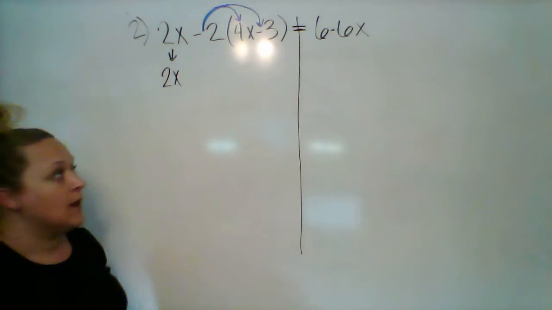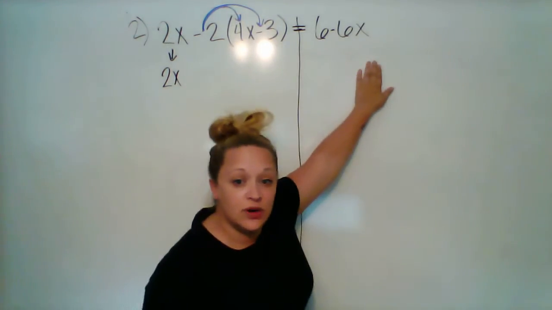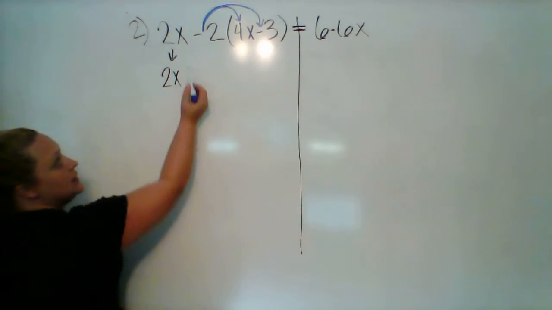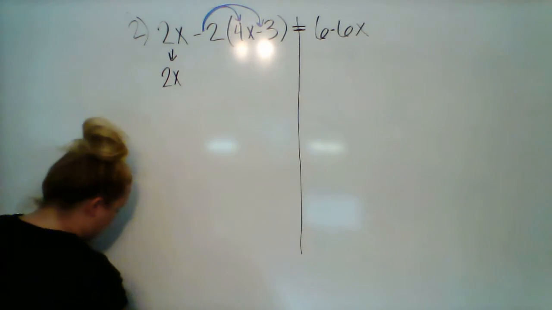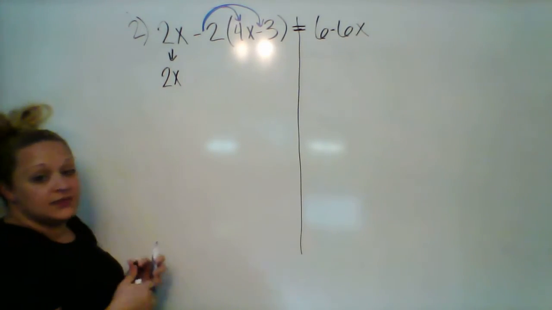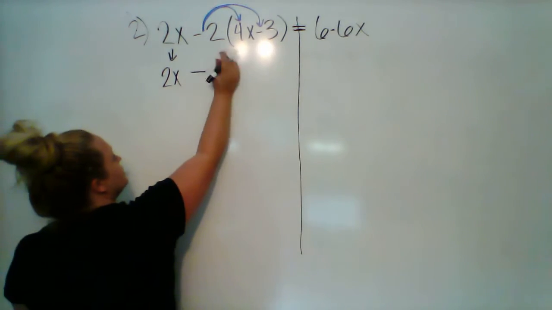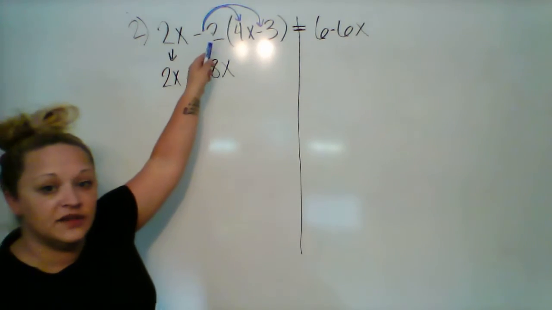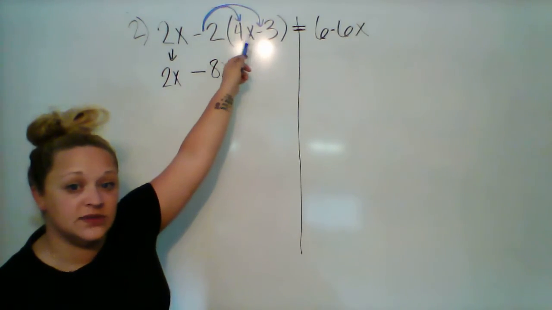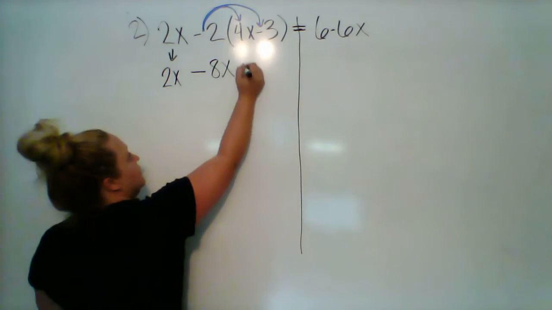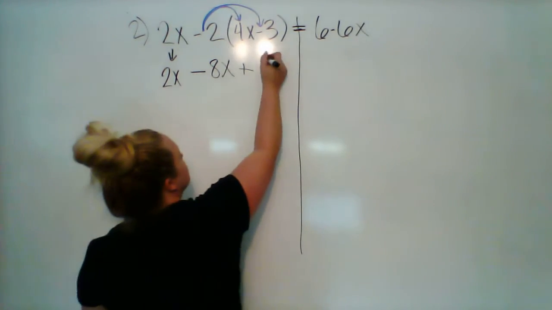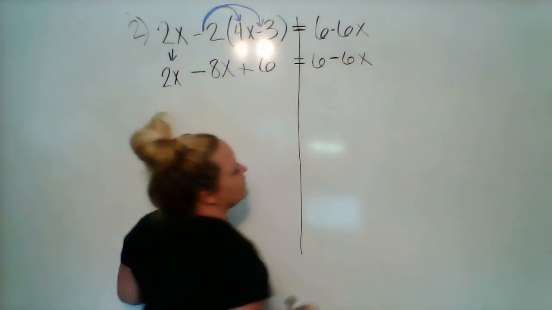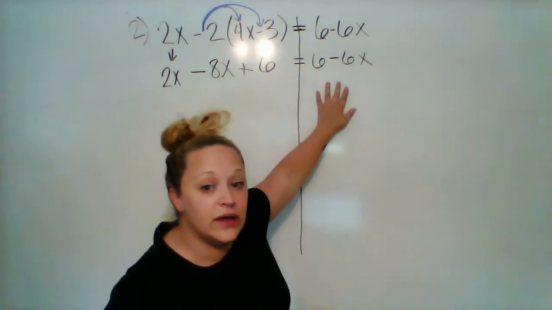On this side over here, there's no parentheses, so I cannot distribute. So we're going to come over here. Negative 2 times positive 4. Negative times a positive is a negative. 2 times 4x would be 8x. Okay? Negative 2 times negative 3. Well, a negative times a negative is a positive, and 2 times 3 is 6. Everything else comes straight down, because there's nothing over here I can do right now.